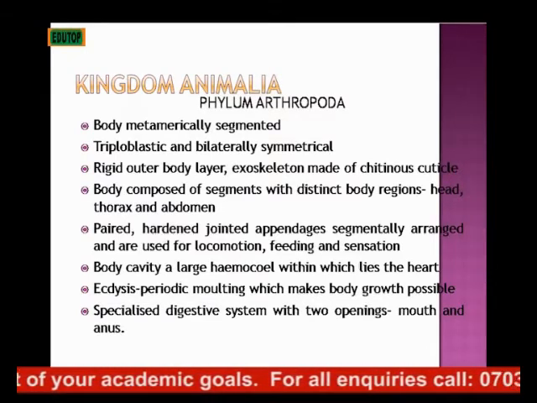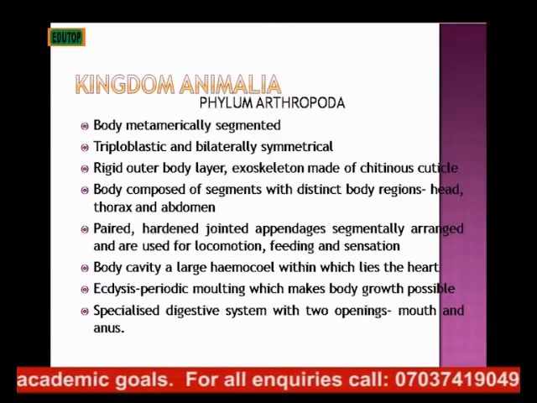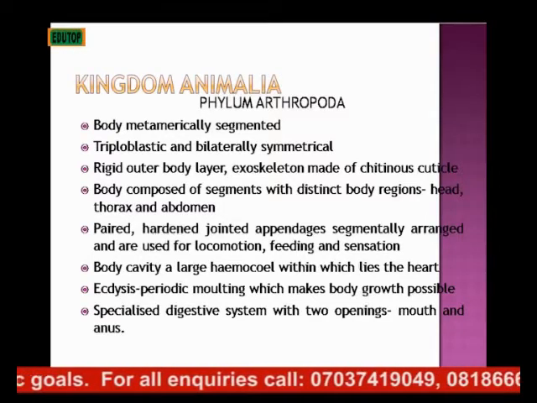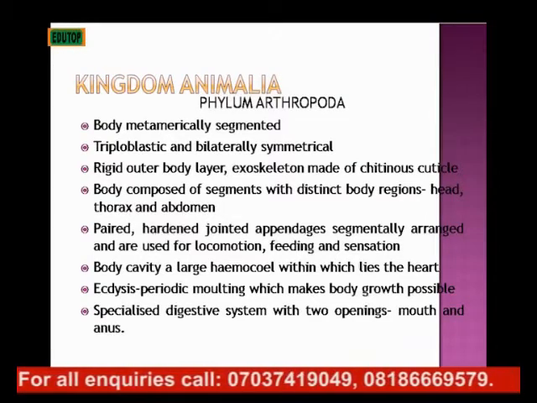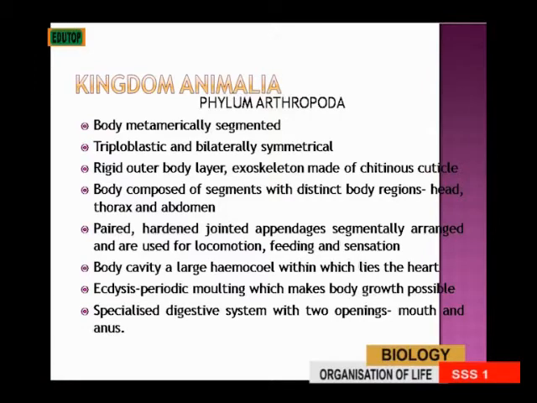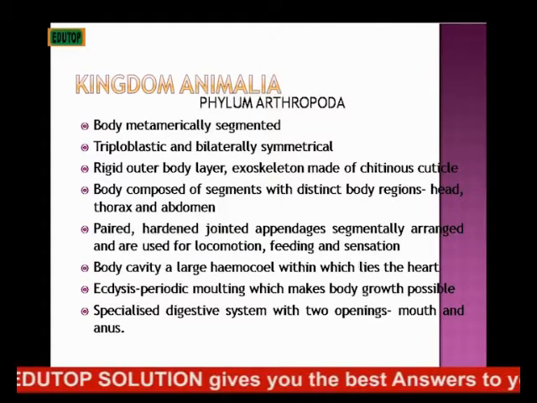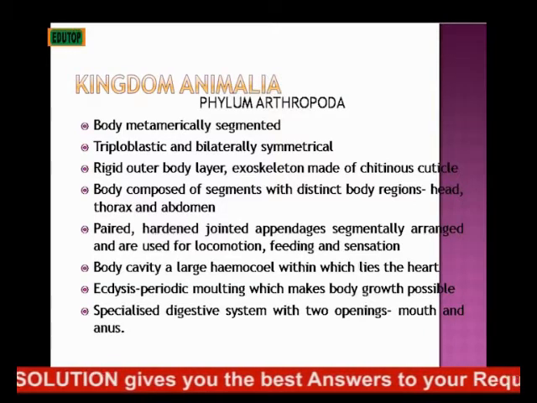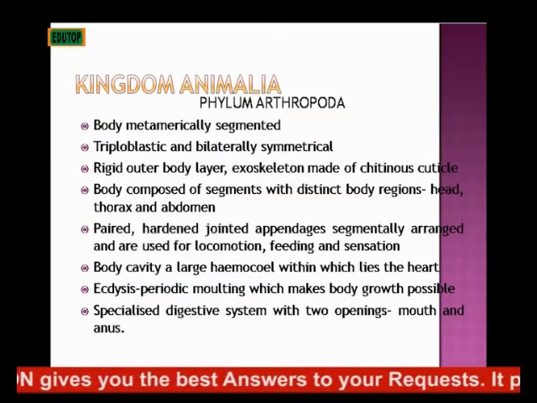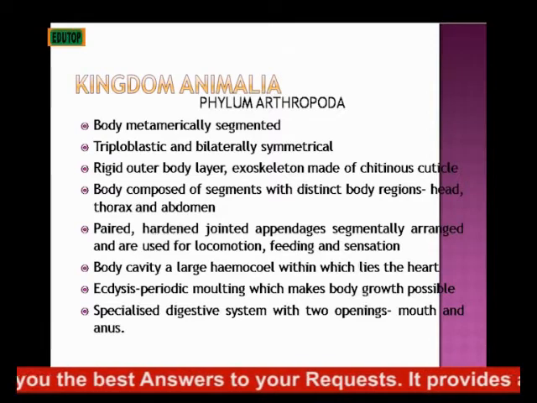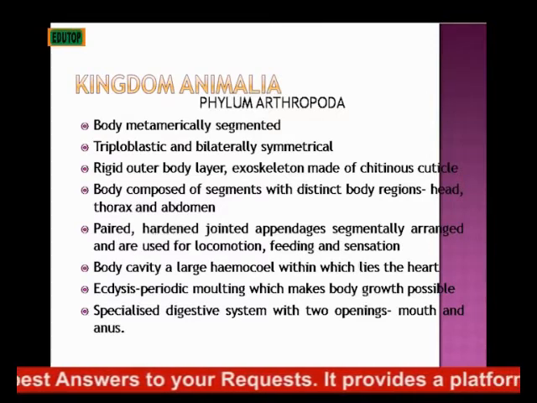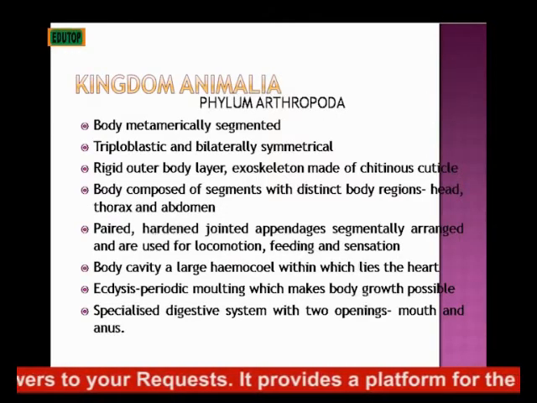Unlike the human body, where the skeleton is internal, inside the body with the flesh covering it, their skeleton is external. You can find it outside their body. Then their body is composed of segments with distinct body regions. So they have the head, the thorax, then the abdomen. So they are divided into three. They have three body regions: the head, the thorax, and the abdomen.